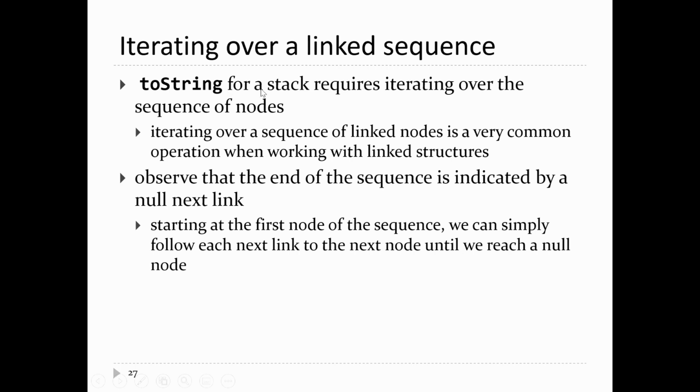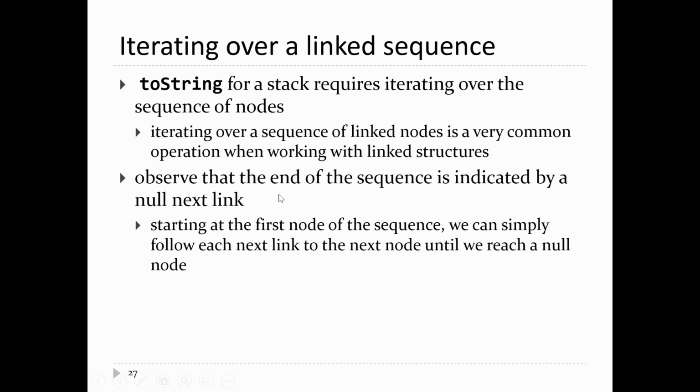So to implement toString, I need to iterate over the sequence of nodes. In a lot of these types of linked structures, one of the fundamental operations is iterating over the sequence of nodes. In a binary tree, you've got a different problem because you have to go to both branches of each node. In a graph, there can be an arbitrary number of next links for every node, so you have to go to every next link for that node. But for a singly linked structure, it's pretty straightforward. You just follow the one next link every time.